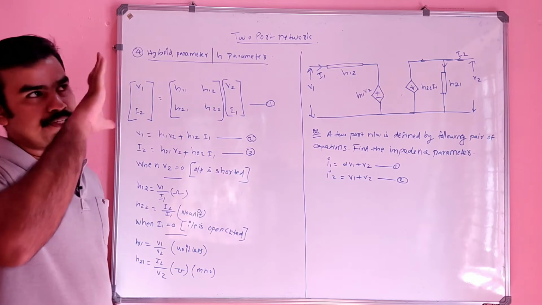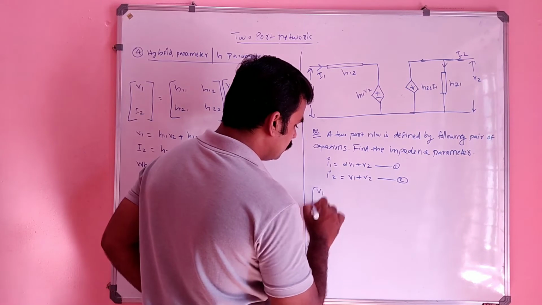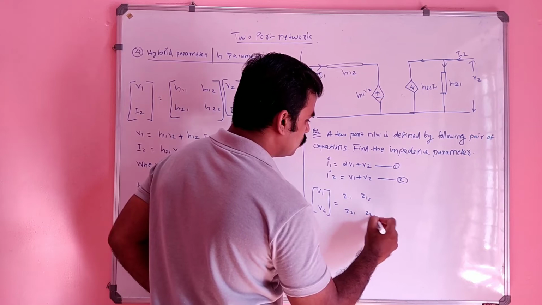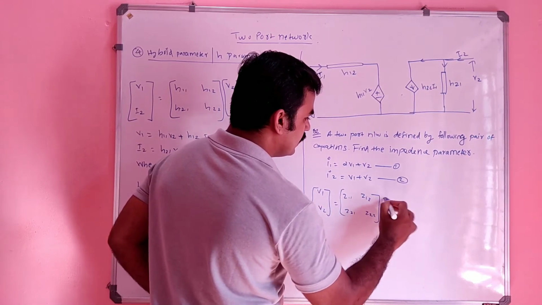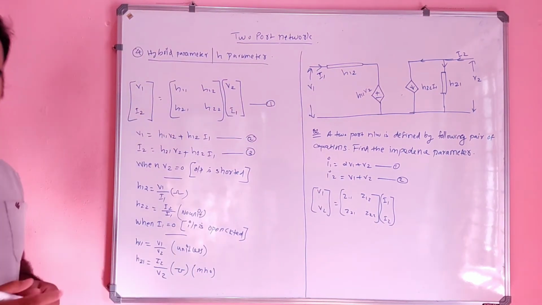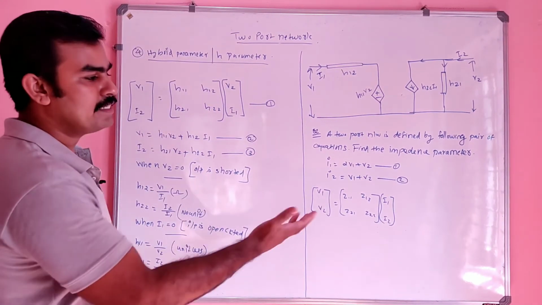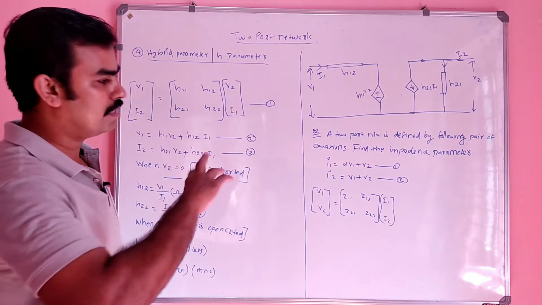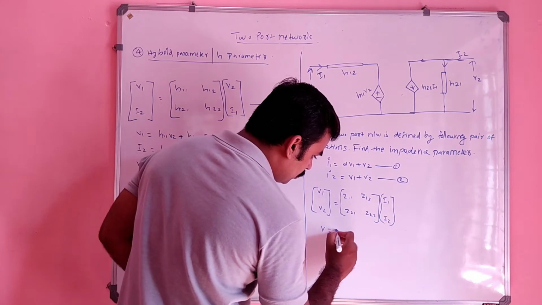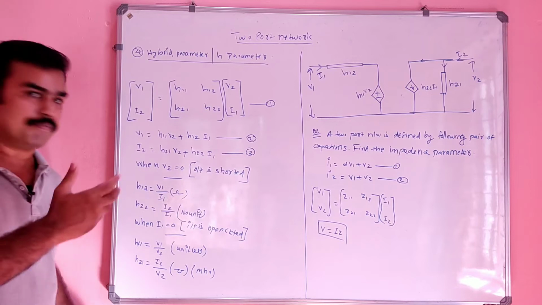So what was the basic structure of a Z parameter? The Z parameter structure was V1, V2 equal to Z11, Z12, Z21, Z22 into I1, I2. Correct or wrong? This is the structure of a Z parameter. That means the LHS should be V1 and V2 and the RHS automatically comes, or simply I can write V is equal to I into Z. This is the structure of an impedance parameter or Z parameter.